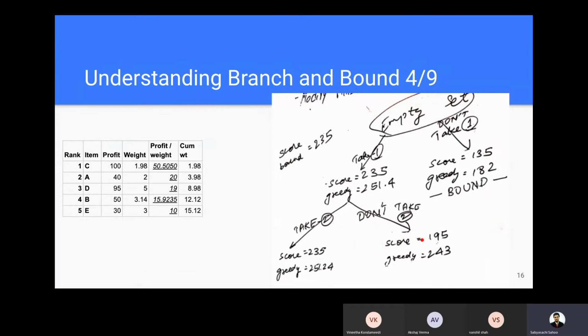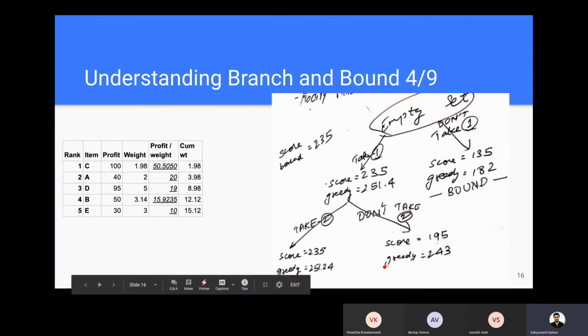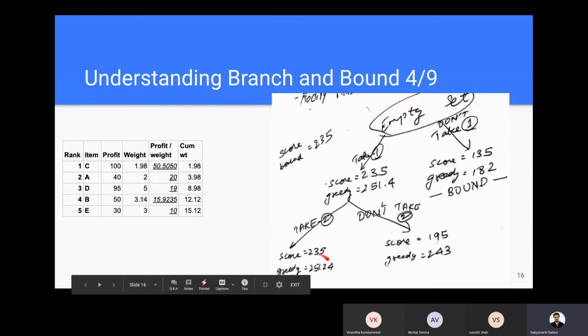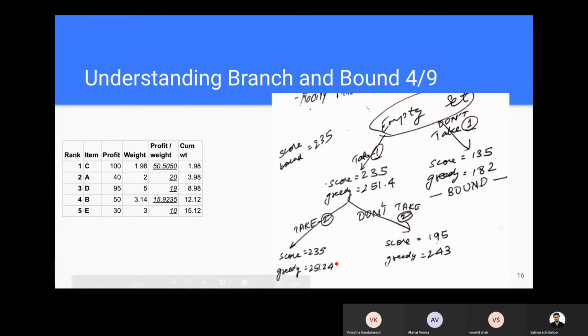But in this kind of setting, where we have not bounded and we have more than one prospective path, we go on the most promising path. The most promising path is the path that has the highest greedy value. And this has the highest greedy value. So we go further and explore this. Any questions?